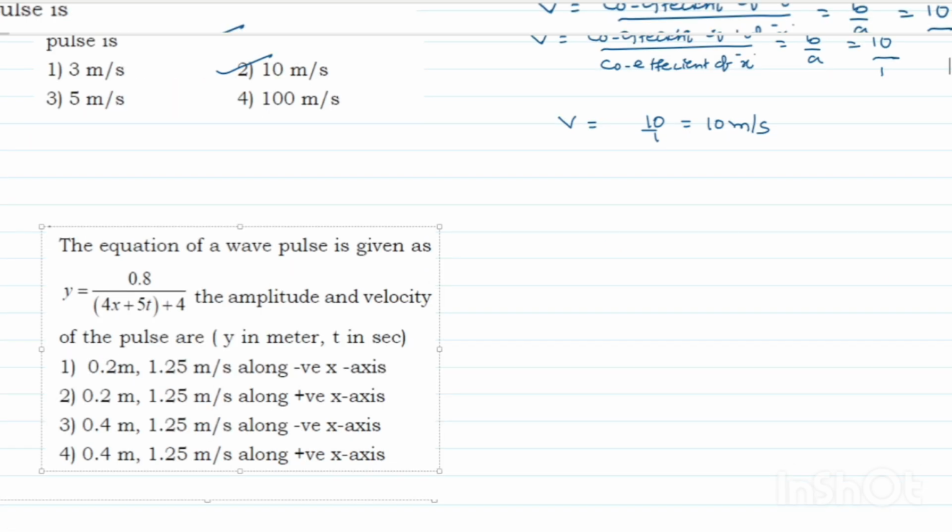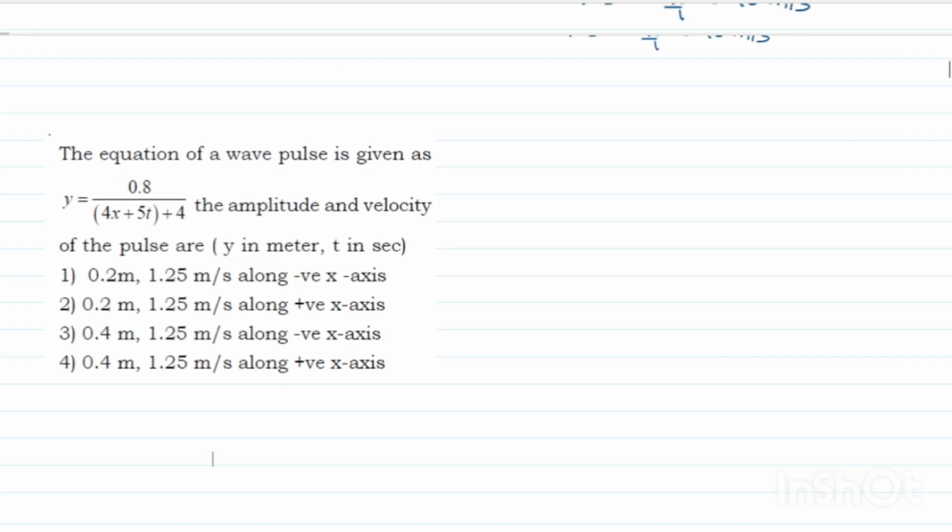Let us see the next question. The equation of the wave pulse is given as y equals 0.8 by (4x plus 5t plus 4) whole square. They are asking for the amplitude and velocity of the pulse, where y is in meters and t is in seconds. Now here they require the amplitude and velocity.